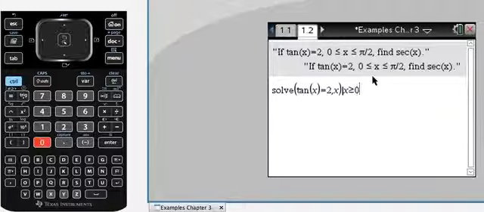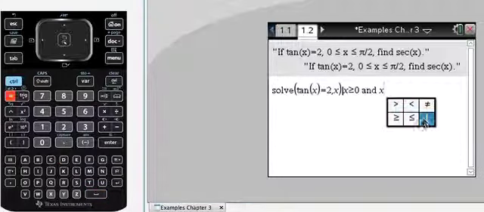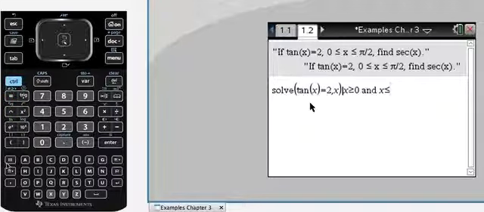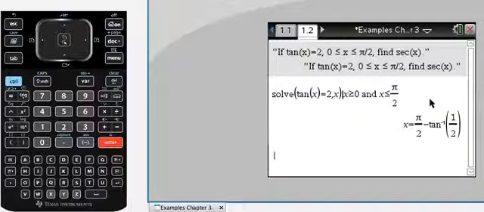Okay, and because we're going to now say the other part of the domain, we have to put a space and type the word and, then another space. Okay, and then this time x is less than or equal to pi on 2. So that's our domain across which we're solving. That's the equation we want to solve. If we press enter, you're going to get an exact value here.